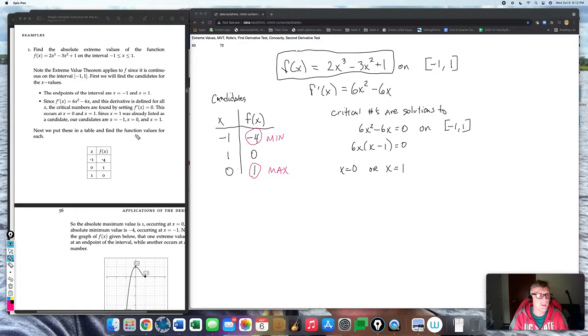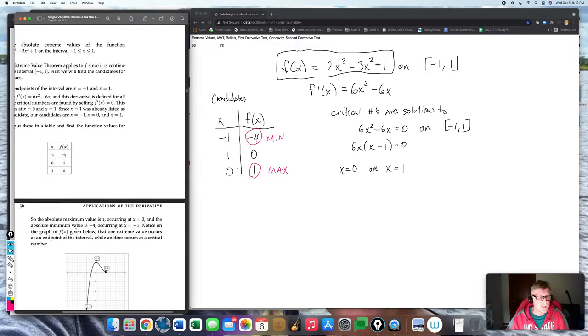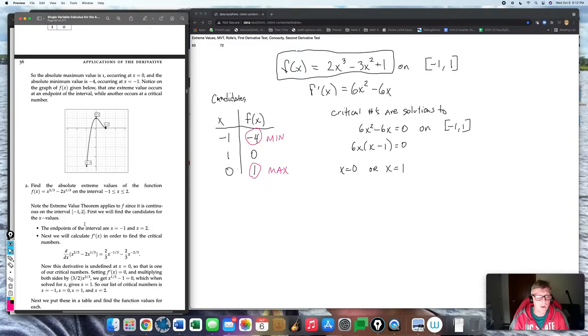So how do we say the answer to this? Okay, so the absolute maximum value is 1, and it occurs at x equals 0. So the highest y value on the graph in this closed interval is 1, and it happens at x equals 0. See right there on the graph. Okay.